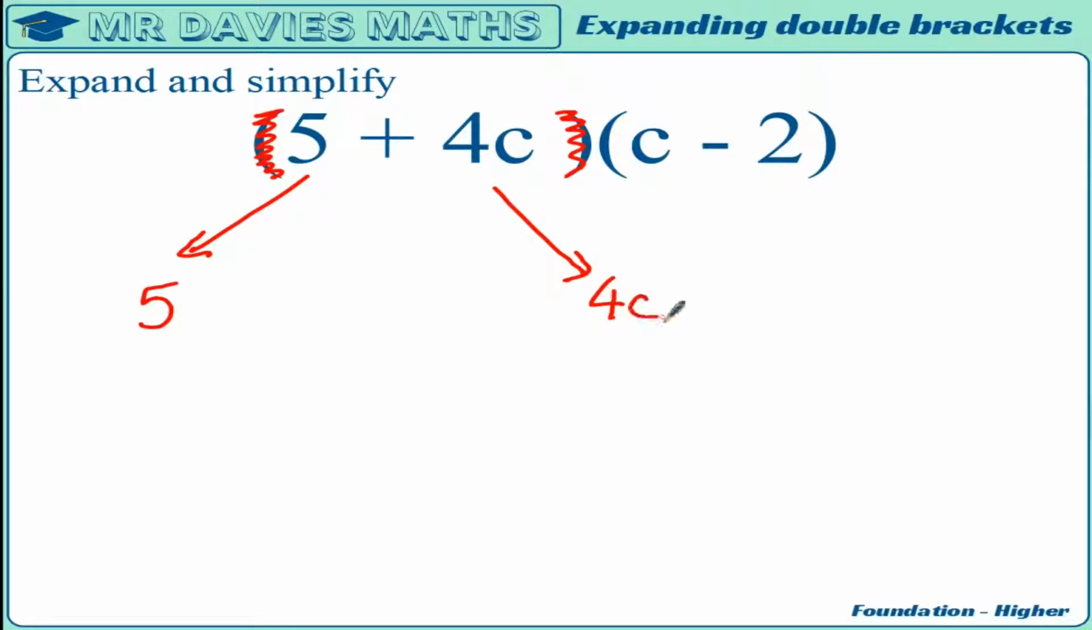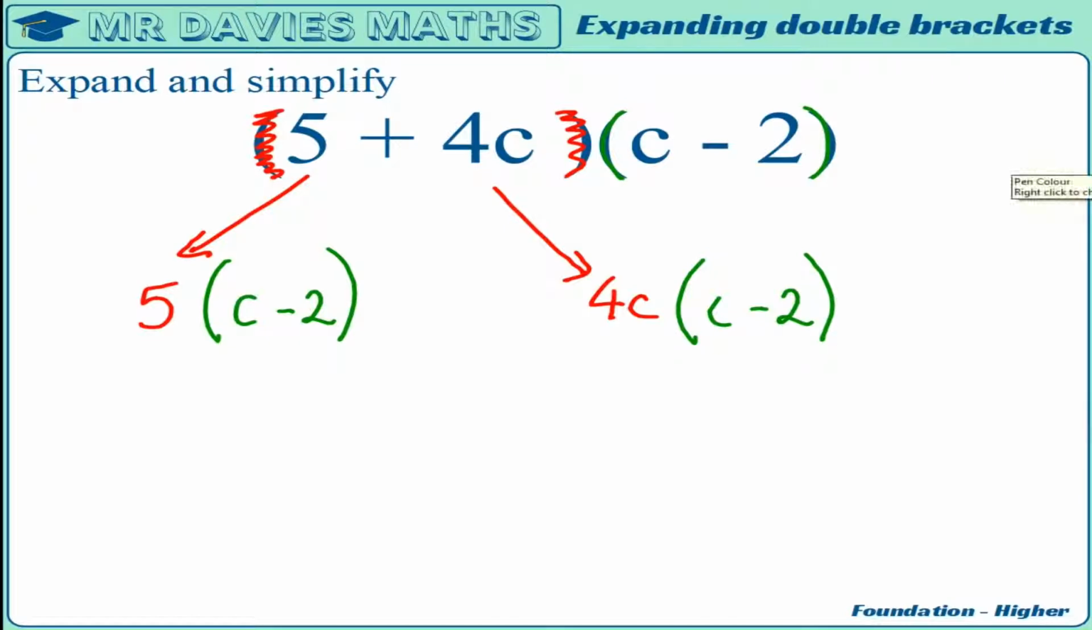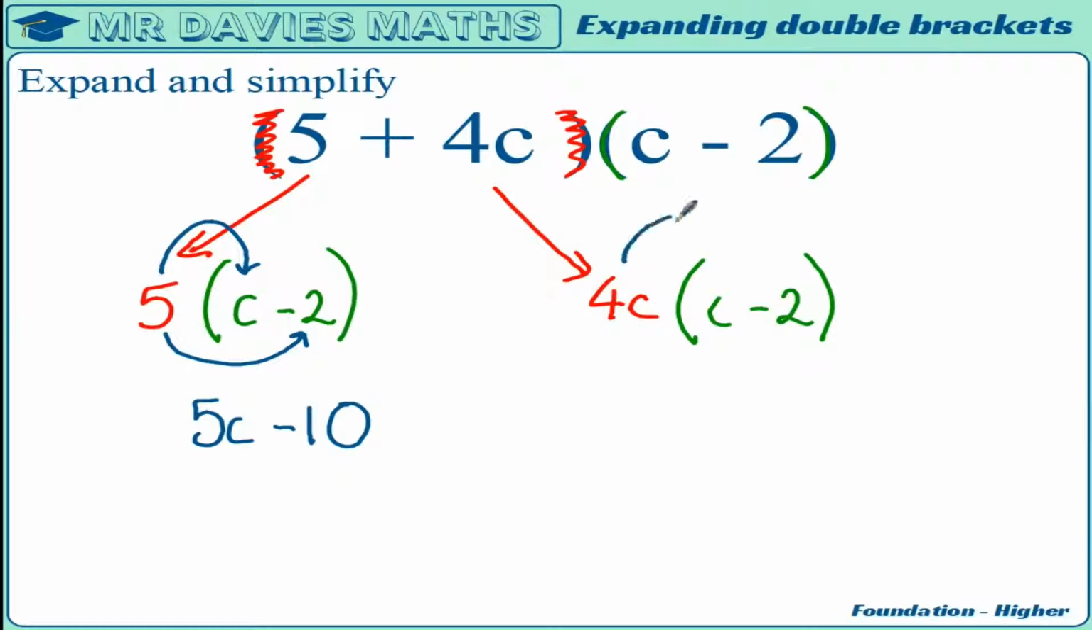Okay, there we go. The repeated bracket is going to be c minus 2. So we're going to put c minus 2. And I'm going to put c minus 2. Right, 2 single brackets. Here we go. 5 times by c is 5c. 5 times by negative 2 is negative 10. There's the first one done. I've got 4c times by c, which will give me 4c squared. And 4c times by negative 2 is negative 8c.